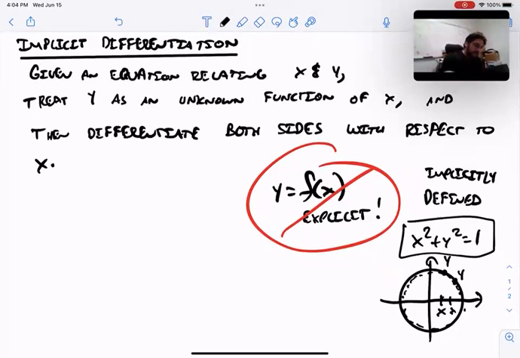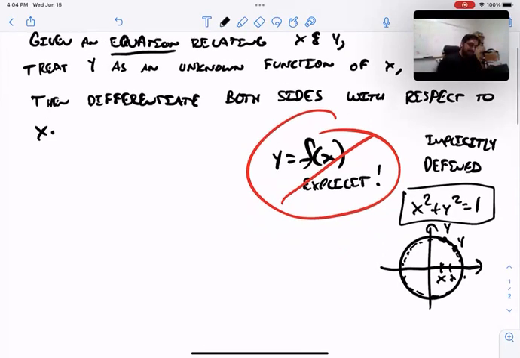So this is what I mean by an equation, something like x squared plus y squared equals 1. It's an equation that relates x and y, but not necessarily an explicit formula, right? So what is the idea here? The idea is that we can take our equation that relates x and y, and like I described here, you can differentiate both sides with respect to x, treating y as some unknown function of x. So y here will not be treated as a constant, right? Y will be treated as some unknown function of x.